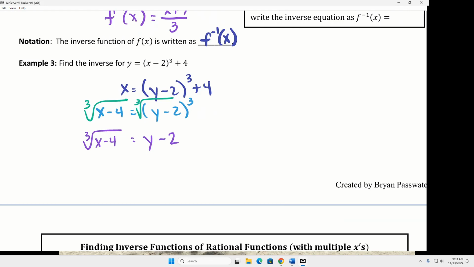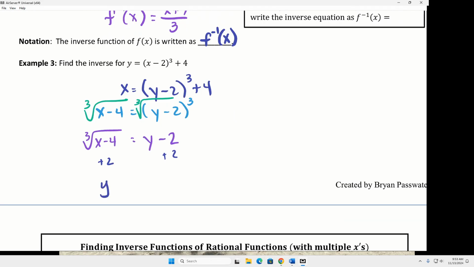All right, and then last step is just to add that 2. Now, if you guys notice, this one didn't start off as f of x, so we're not going to call it f inverse of x. We're just going to call it y, and that's fine.